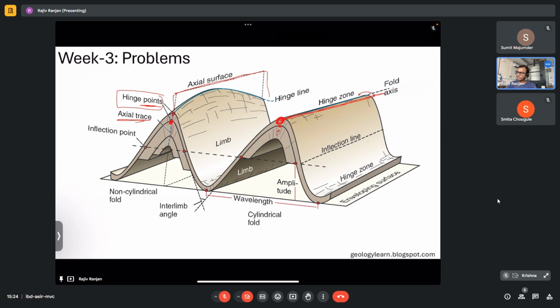Then comes the hinge zone. We know that limbs are on either side of the fold. The hinge zone is the area of higher curvature.